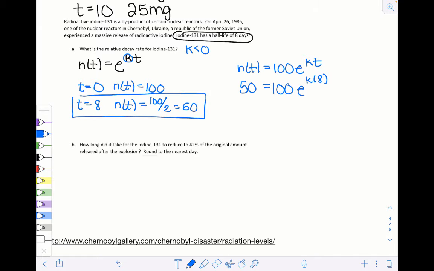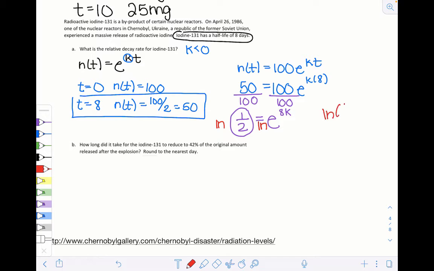So this is kind of why it doesn't matter what values you plugged in, because at this point I'm going to divide both sides by 100. So I end up with 1/2 is equal to e to the 8k. And so no matter what values I plugged in, as long as the second number was half of the first, it's always going to end up as 1/2 at this point. So if you're using half-life to figure out the decay rate, it'll always end up looking like this at some point in your solving. So now to keep solving further, we could take the ln of both sides.